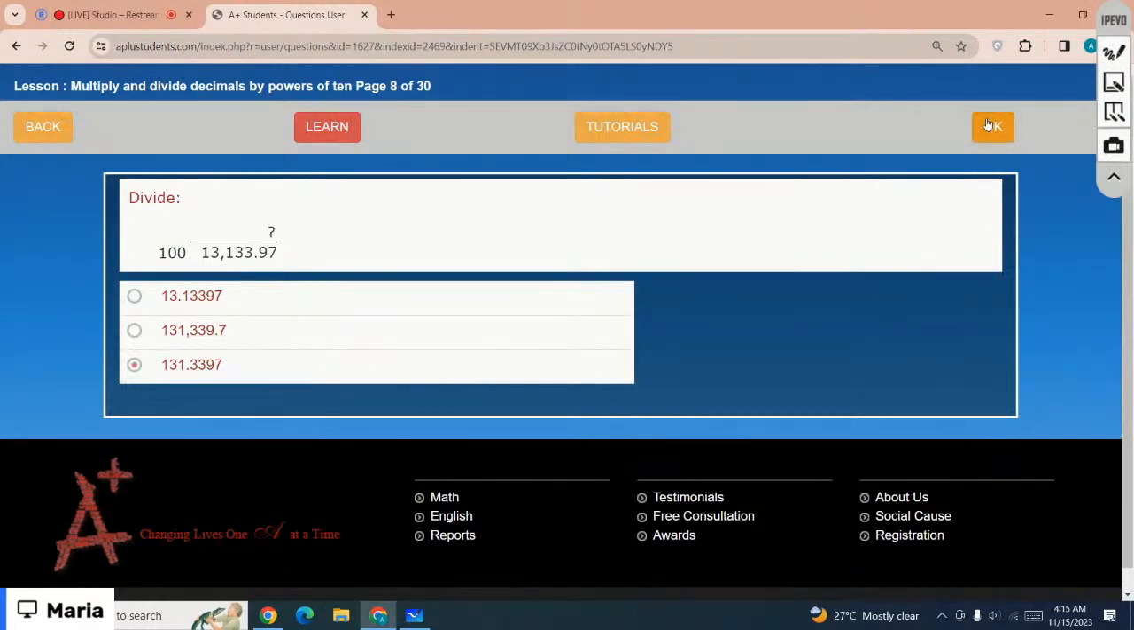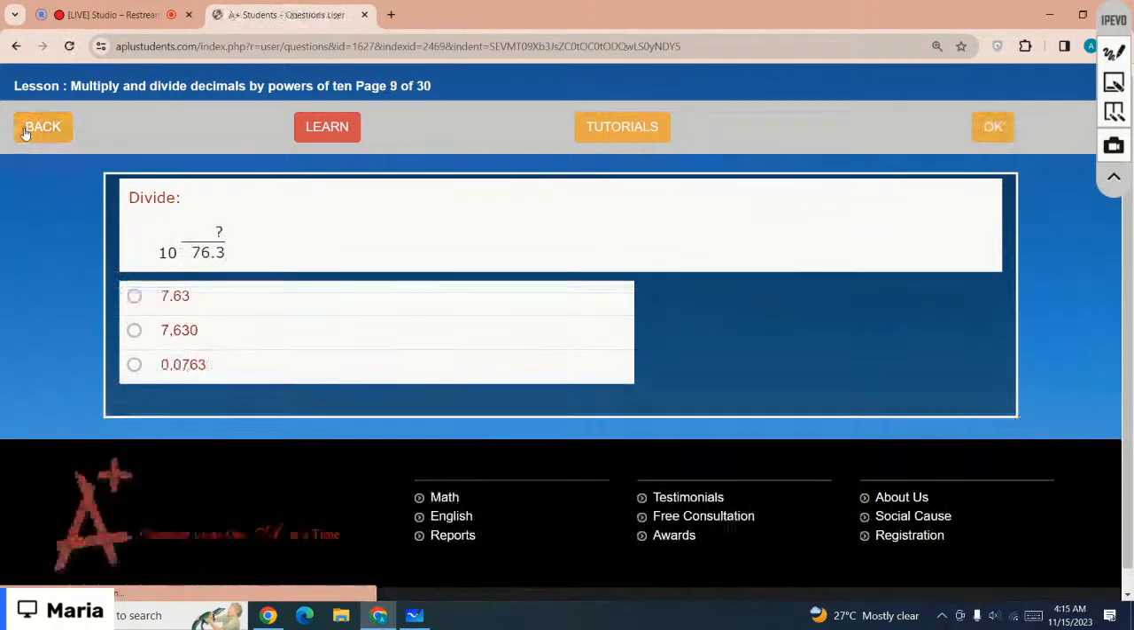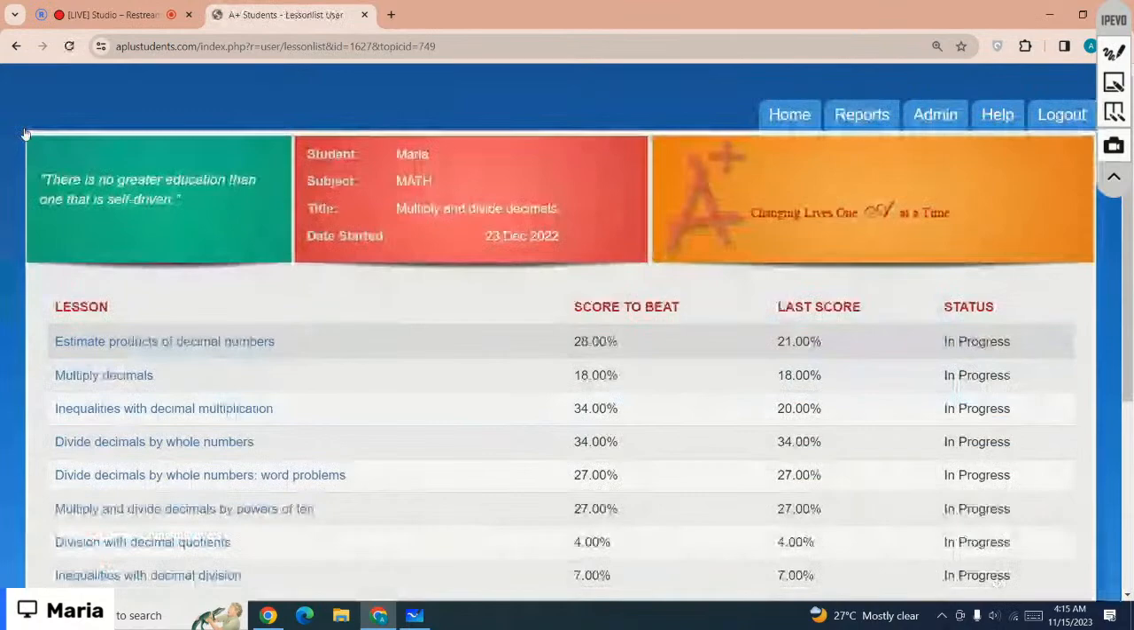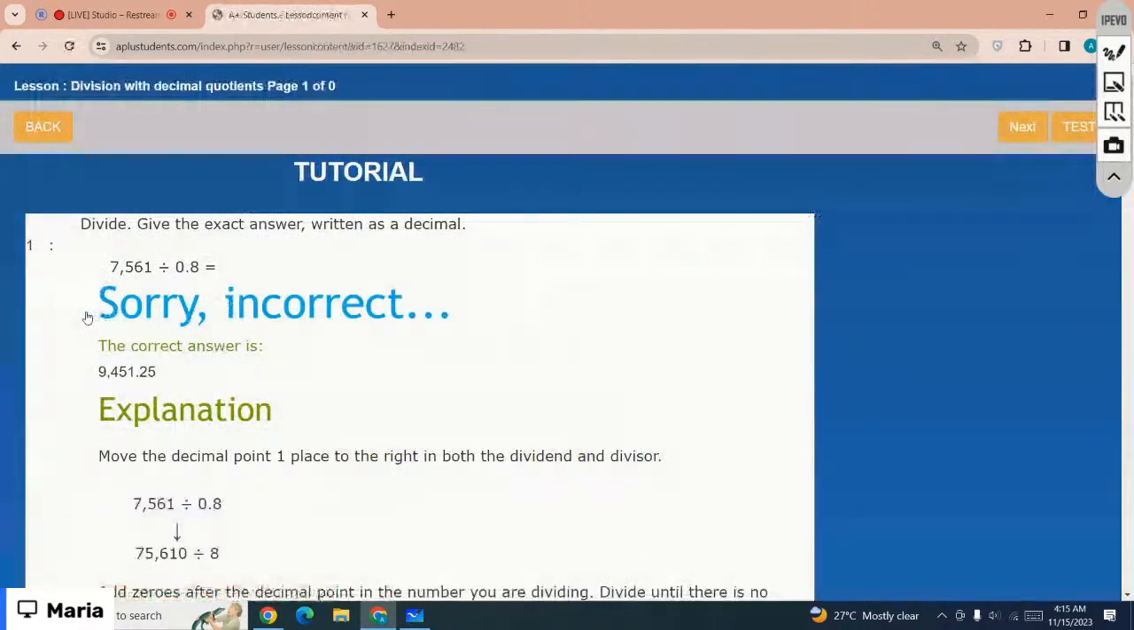Okay, you can complete the lesson by yourself later today, right? The next lesson is division with decimal quotients, right? So what do you have to do if you have a quotient with a decimal? Quotient means the number you are dividing with, right?